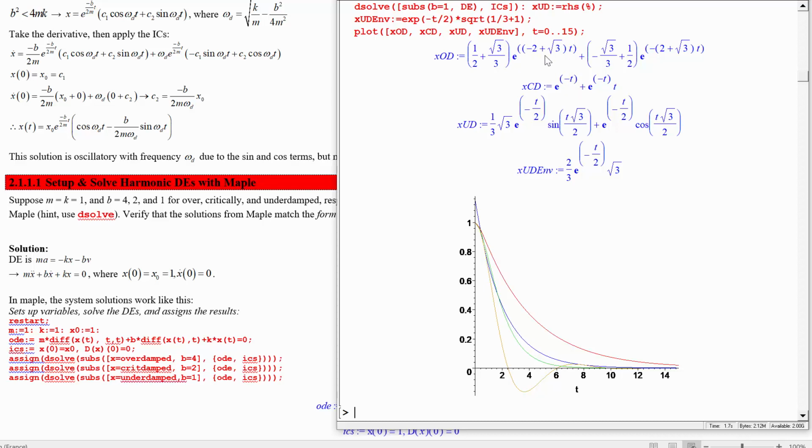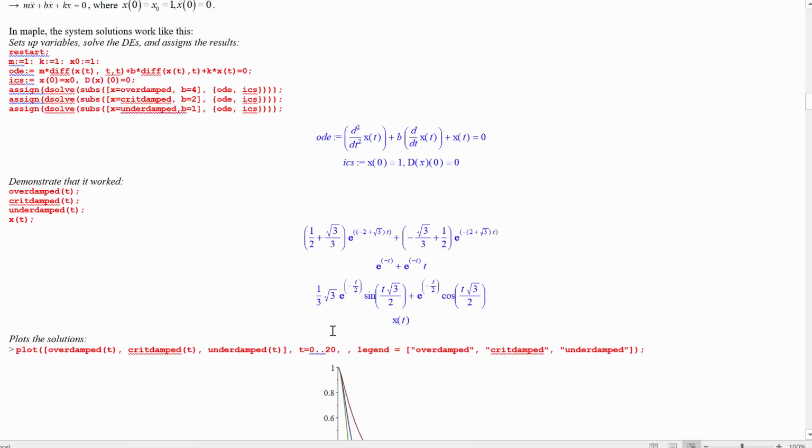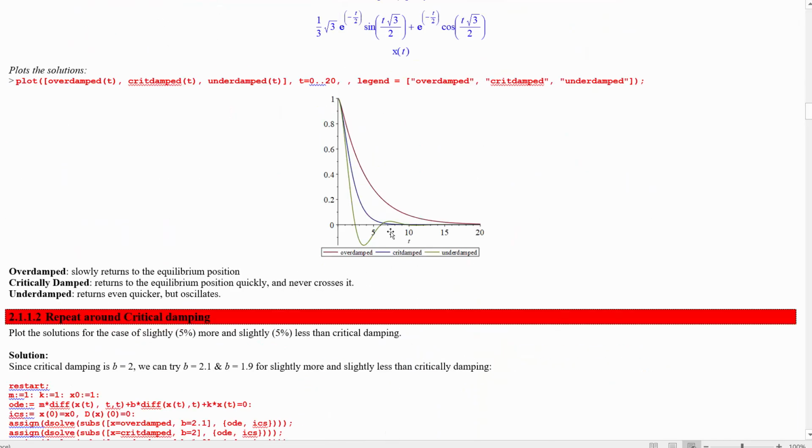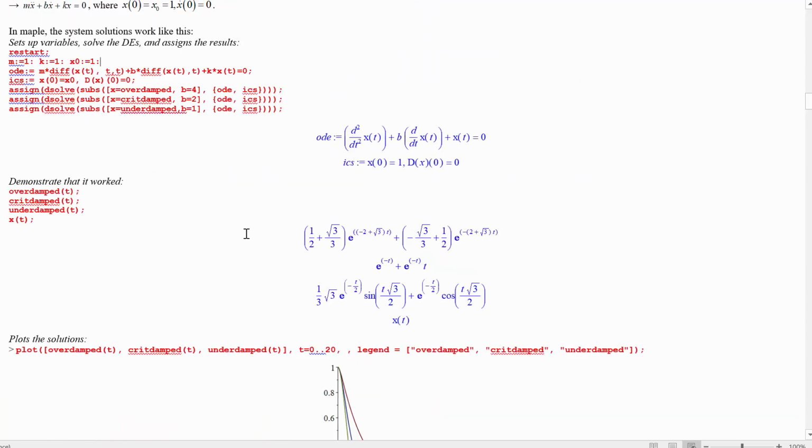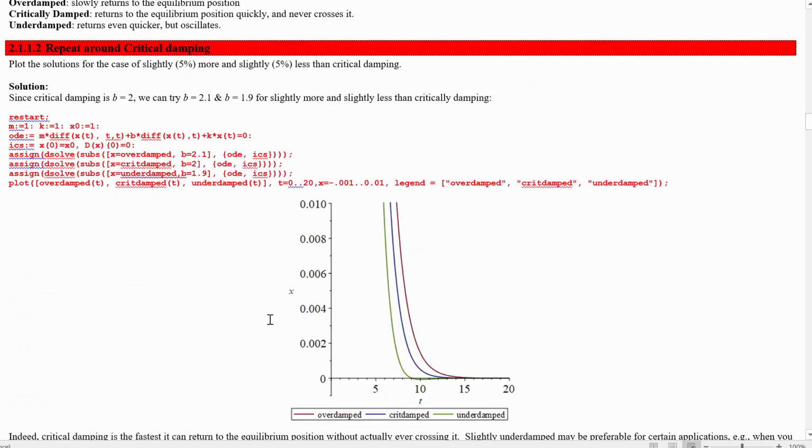We've got 1, and we've got negative 2 plus root 3. Root 3 is like 1.7, so this is negative 0.3. Negative 1 is bigger than that. So critical damping is kind of the fastest you can return to equilibrium without actually crossing it like you would in an underdamped case. Okay, so what we have in the notes is the same kind of idea: overdamped, critically damped, and underdamped, and there's slightly different code there if you'd like to go through that for yourself.